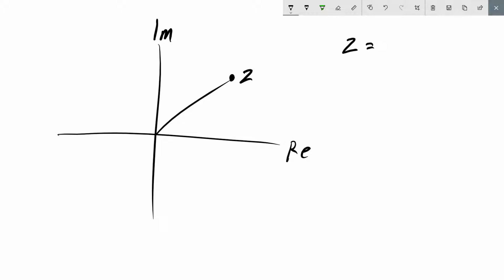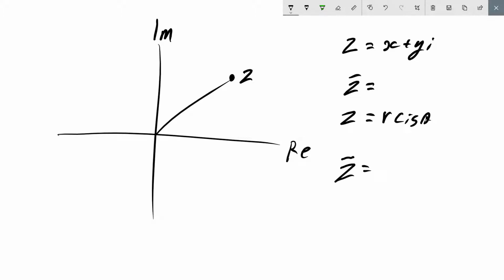I'm going to let z equal x plus yi, and I'm also going to let z equal r cis theta. So if these two expressions are equivalent, then the conjugate should be equivalent as well. So we're going to look at the Cartesian form first and work out what the conjugate is there. So it's x minus yi.